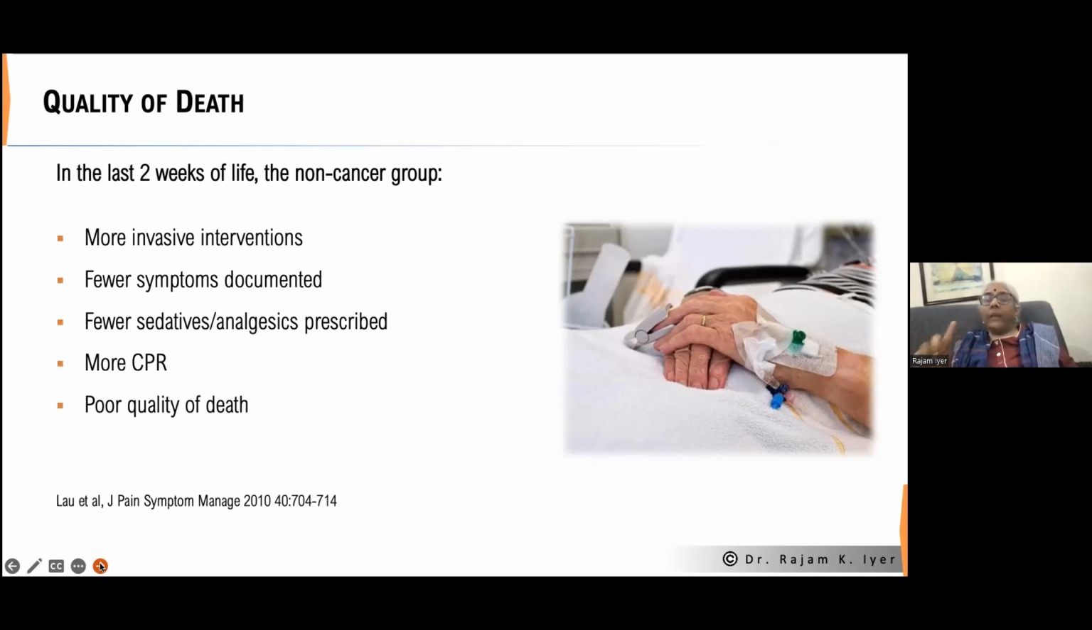Maximum, we give 20 milligrams to 30 milligrams is the maximum morphine dose for breathlessness. Unlike pain, in breathlessness there is a ceiling dose for morphine, because beyond that you're suppressing the respiratory center, which we don't want. Intent is comfort. Intent is not end of life.